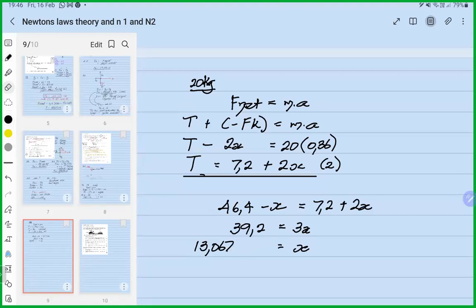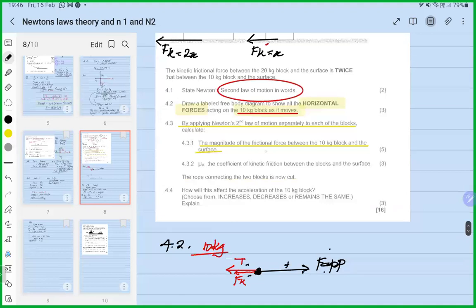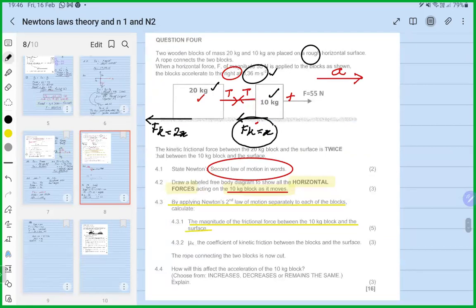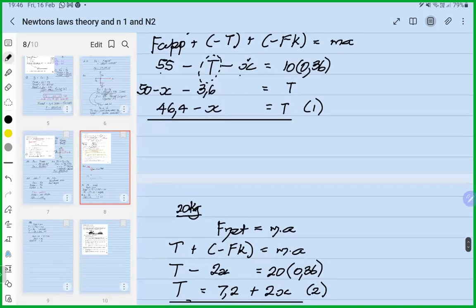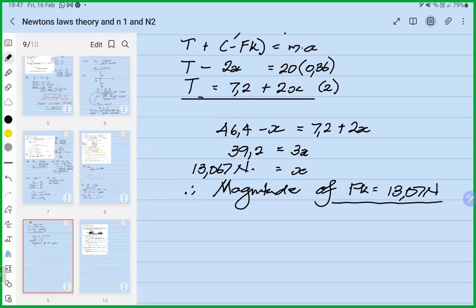We're calculating a force here. That force is your frictional force. Let's look at the question again. The magnitude of the frictional force between the 10 kilograms and the surface was called x. And we solve for x. Therefore, the magnitude of the friction is 13.07 newtons. I just rounded it off. We only need 2 decimal places. We don't need more than 2.